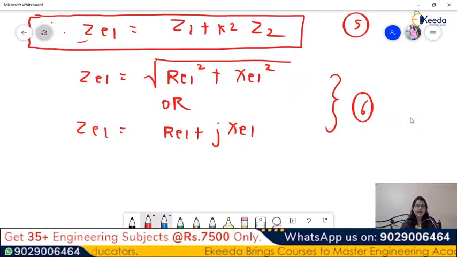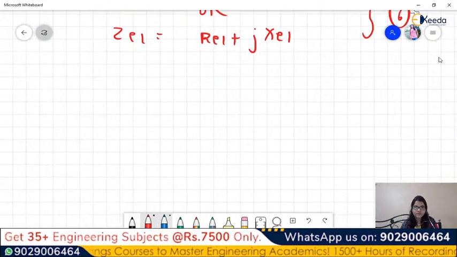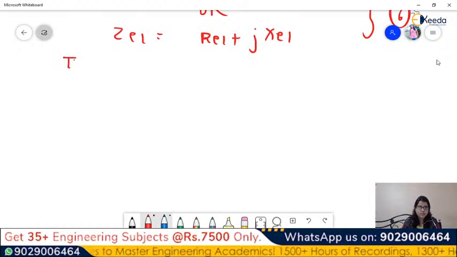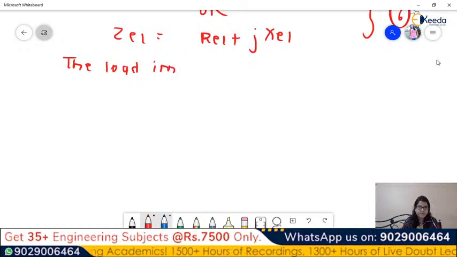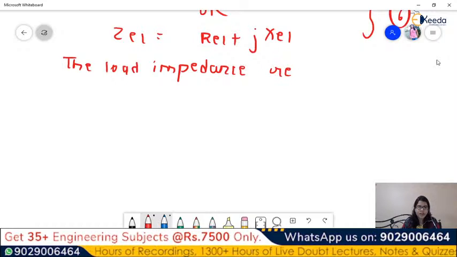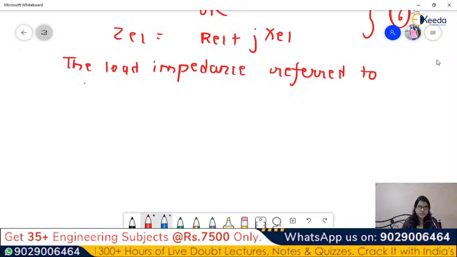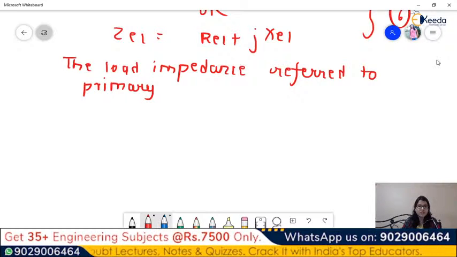Similarly, we can also transform the value of the load impedance. Okay. So the load impedance, again referred to primary. How can we write it? Simple. Again, we have to multiply it by K square. So K square into ZL.